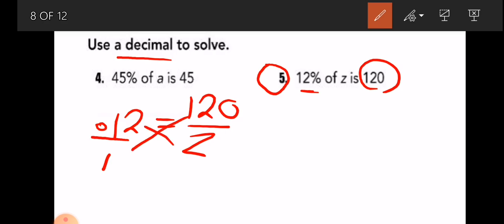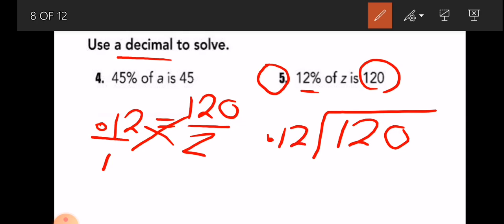Cross multiplication. 1 multiplied by 120 is 120, then divided by 0.12. How can I divide if I have a decimal in the divisor? Do you remember? I should get rid of this decimal first. So I will move the decimal 2 places to the right to make it whole. It means here my decimal should also be moved 2 places to the right. This is the way to divide by a decimal number. Then let's start the division. Now, after I moved the decimal, I don't have a decimal here, and I have 2 zeros here.